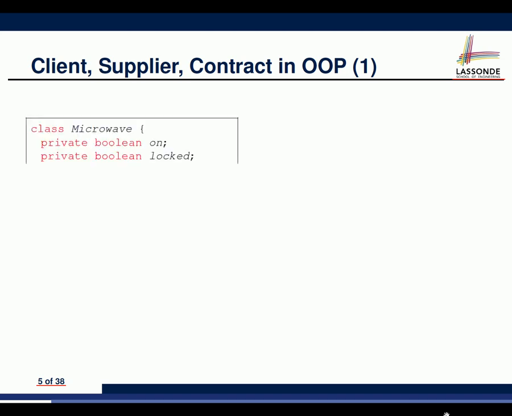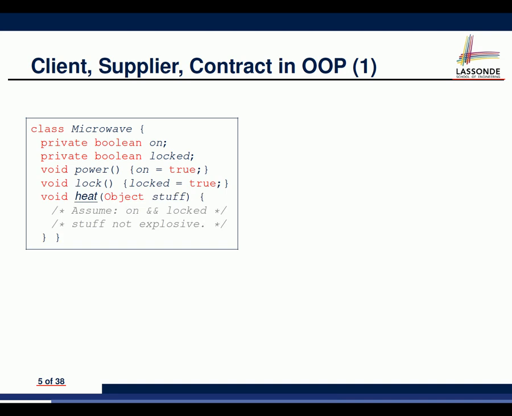So now we have a microwave, and we have two attributes, on and locked, and also two methods, power on and lock. And we also have a heat method here. This is the main service we want to provide as a supplier. The heat method is going to take some object, and the supplier assumes that when you try to heat some object, the current attribute for on should be true, the lock should be true, and also the object must not be explosive. That's an implicit assumption, but there's nothing reflected to be checked at runtime, just comments.